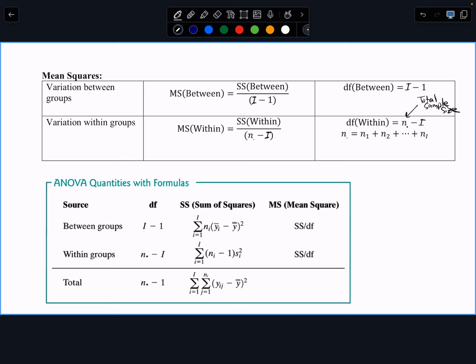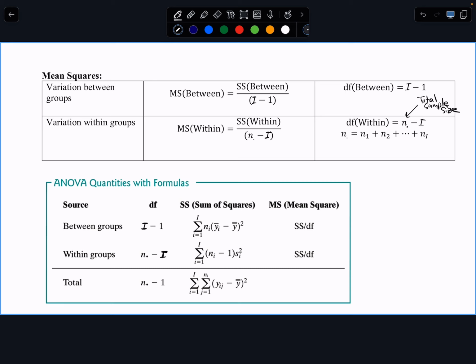And so I can put all of this information together into one single table known as our ANOVA table. And this is what I want you to be able to understand. We have different sources of variability: variability between groups, variability within groups, and then our total. The degrees of freedom between groups is I minus 1. So if I know the number of groups, I subtract 1. The degrees of freedom within groups is N dot minus I. That's not a 1 there, that is an I, the number of groups.